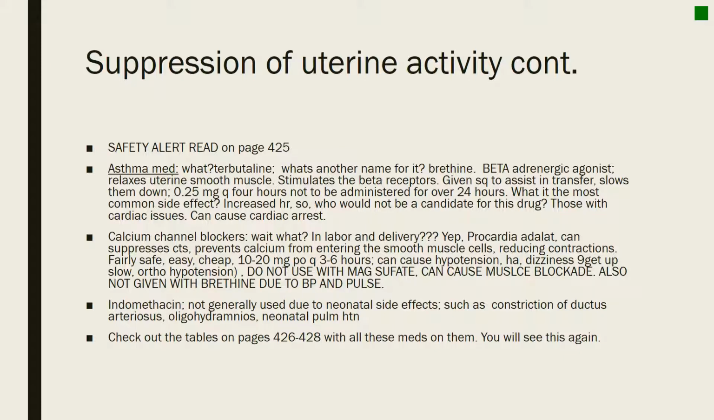What do you think the most common side effect of this terbutaline is? It's increased heart rate, anxiety, feeling of nervousness. So if someone has cardiac issues, we can't give this. It can cause cardiac arrest.